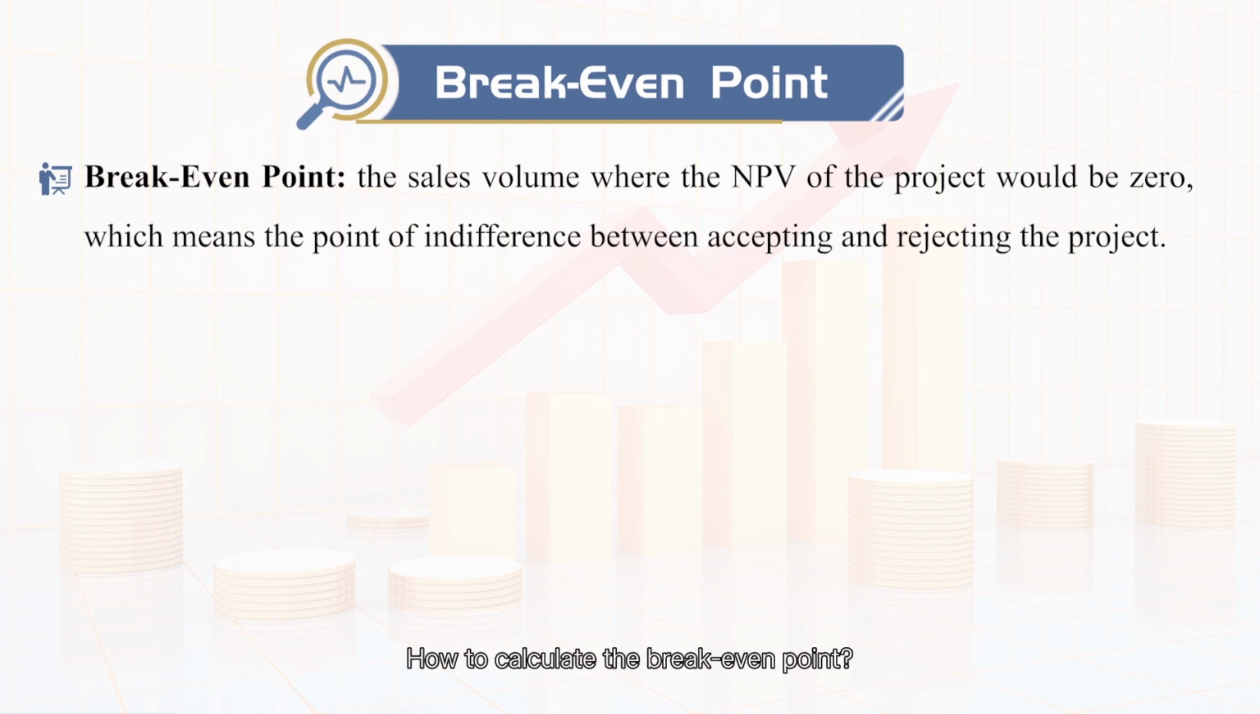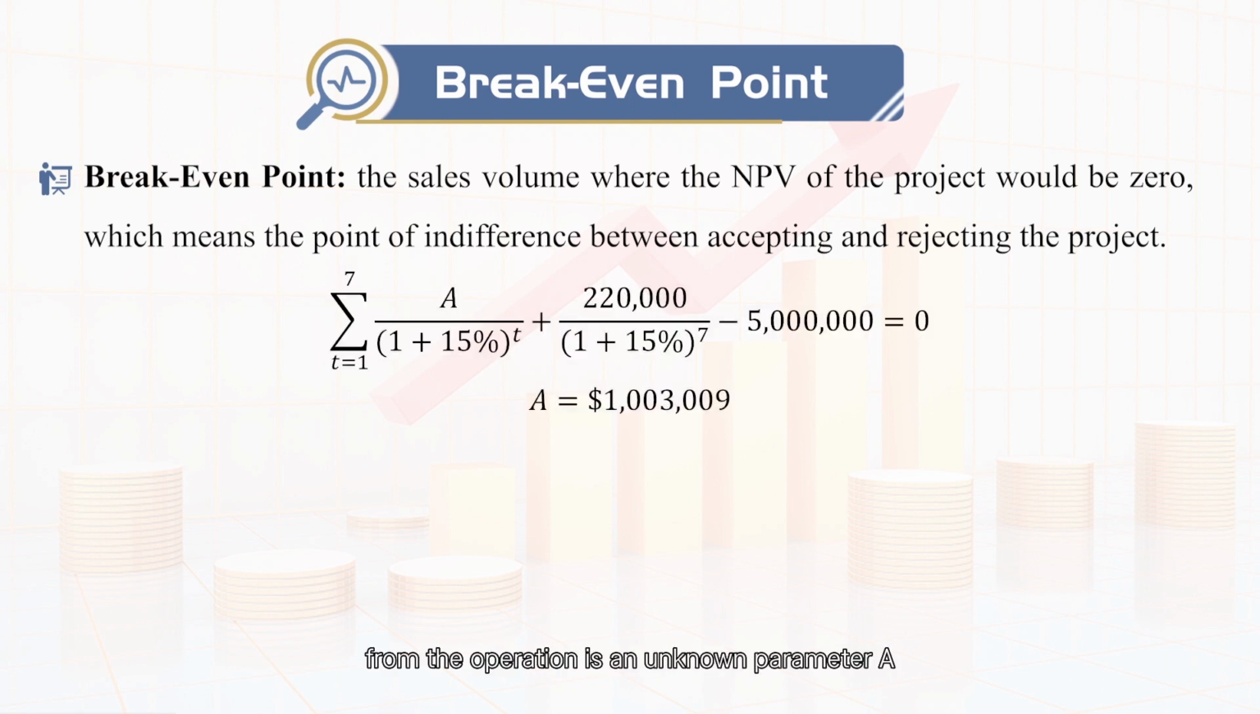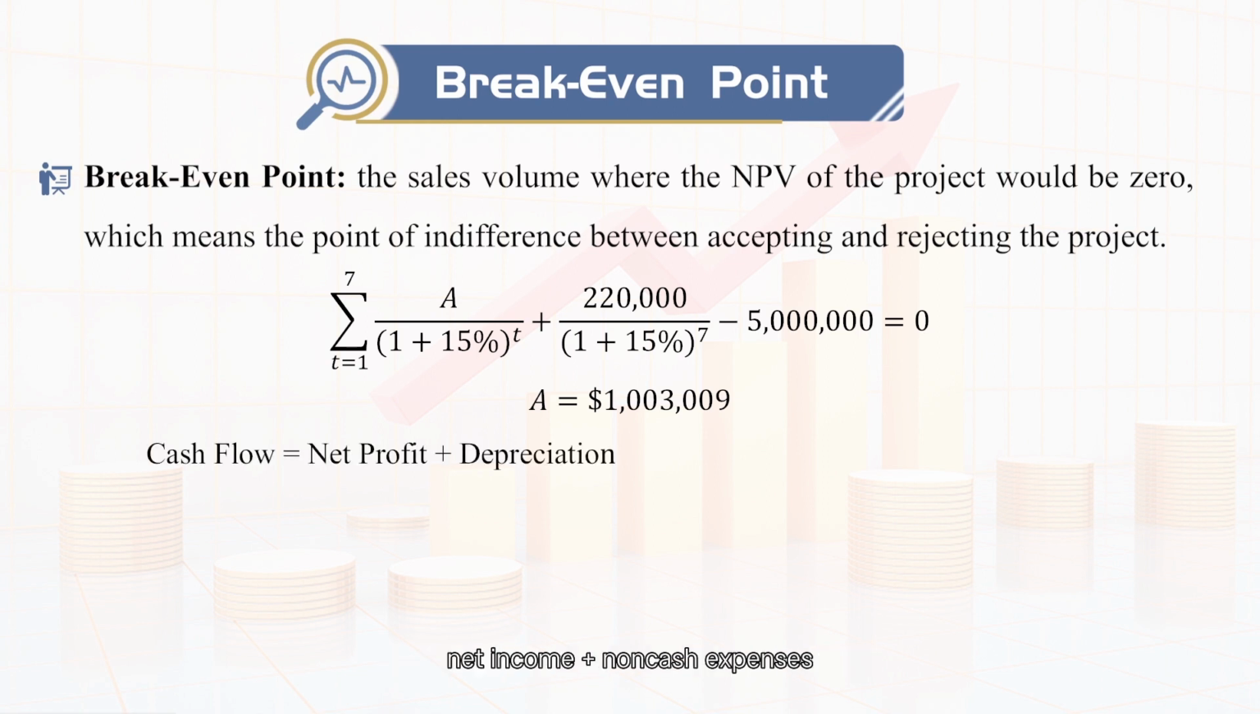How to calculate the break-even point? First, suppose that the cash flow from operations is an unknown parameter A, and apply the formula of the NPV for projects to get the specific formula for this PC1000 project. Then, set the NPV of this project as 0. The cash flow from operations is obtained as $1,003,009.